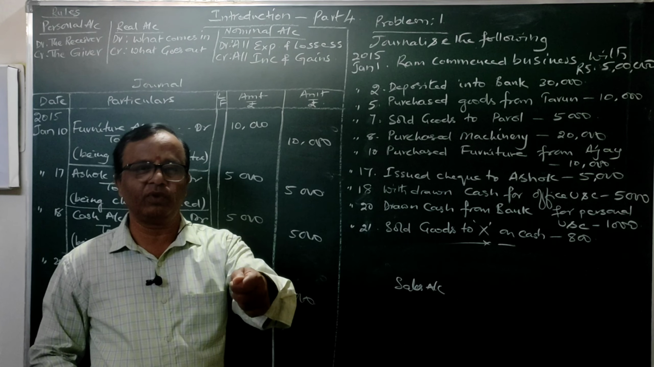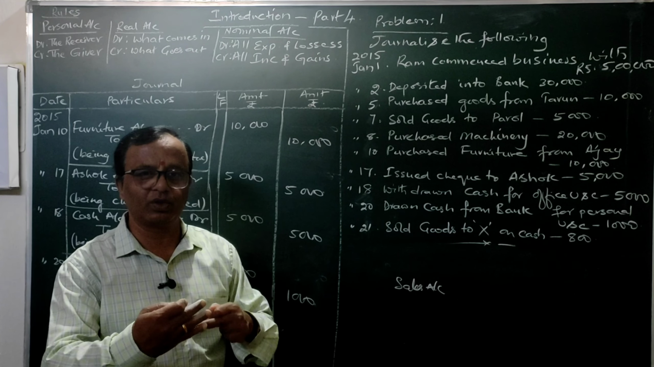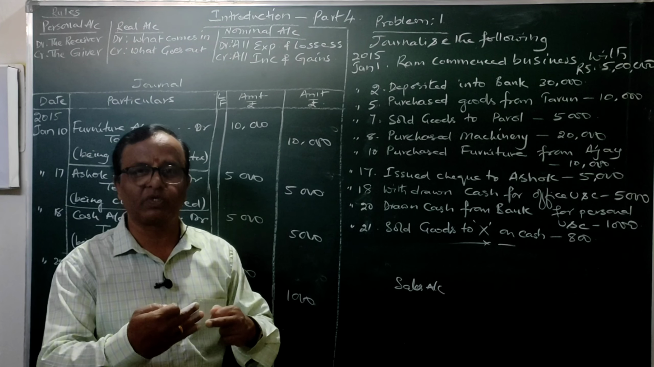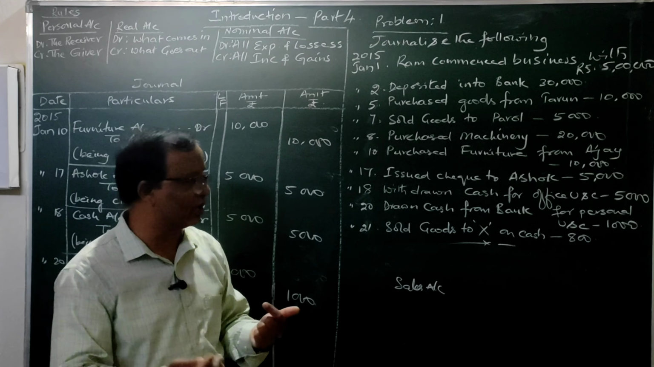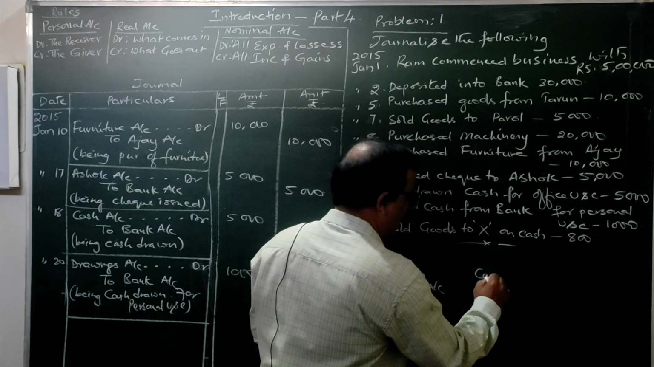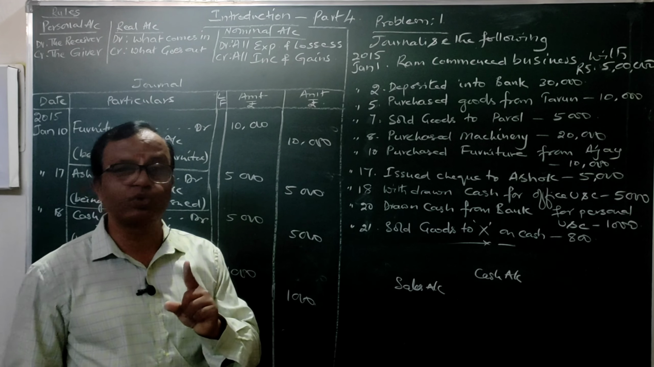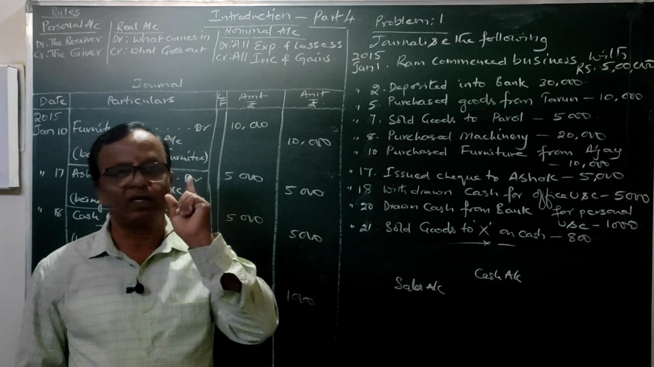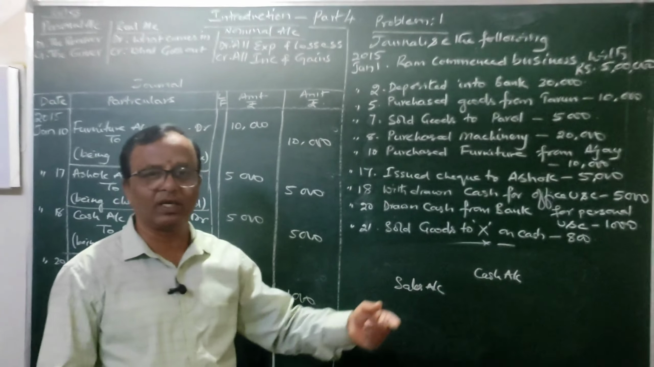So when you have received cash from X immediately, which transaction is it, credit transaction or cash transaction? Which type of sale is it, cash sale or credit sale? It is a cash sale. Immediately you have received the cash. So another account affected will be cash account. Here X account will not come. If you had sold goods to X on credit, at that time X account would have been affected. But you have sold on cash, so immediately cash is coming in.